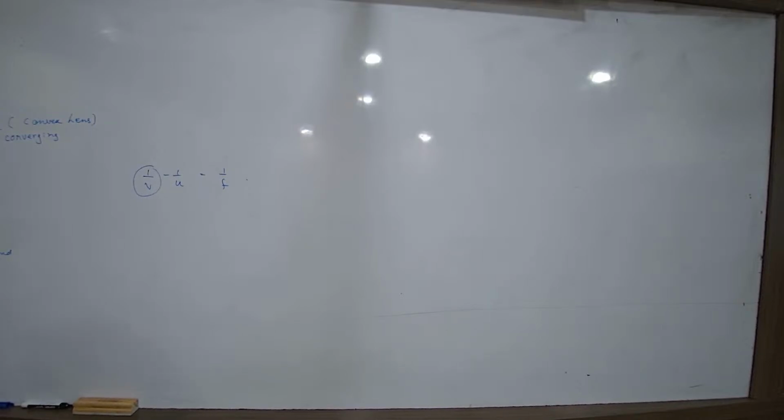Okay, so object height is what? H dash is 5 centimeters, it's obviously going to be positive. And U is 25 and it is negative. Okay. Focal length plus 10 centimeter. This is what we need to find.